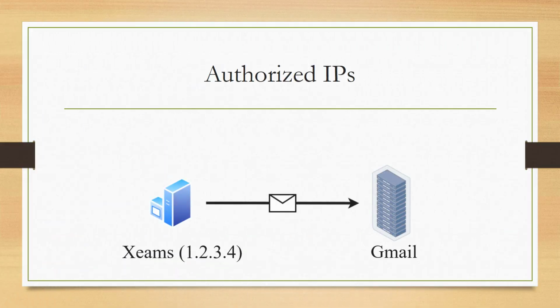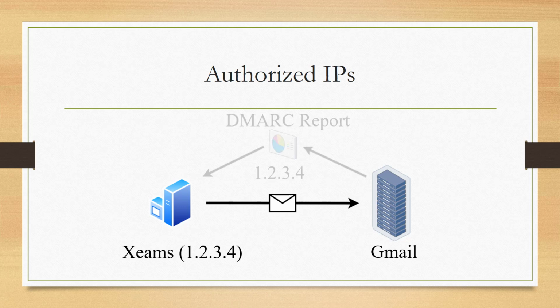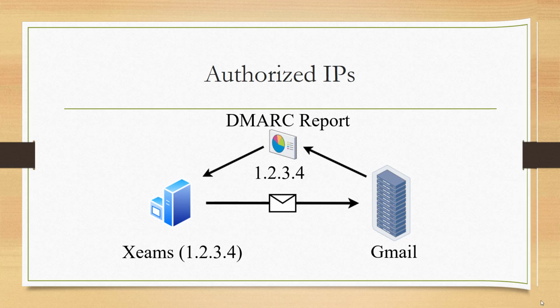In this scenario, you send a message to Gmail from an authorized IP address. Based on the SPF record and DKIM signature, Gmail will evaluate the DMARC alignment. At the end of the day, it will send a report to your Xeams containing every message it receives. The report lets you know the message you sent came from your authorized IP address and is DMARC aligned.